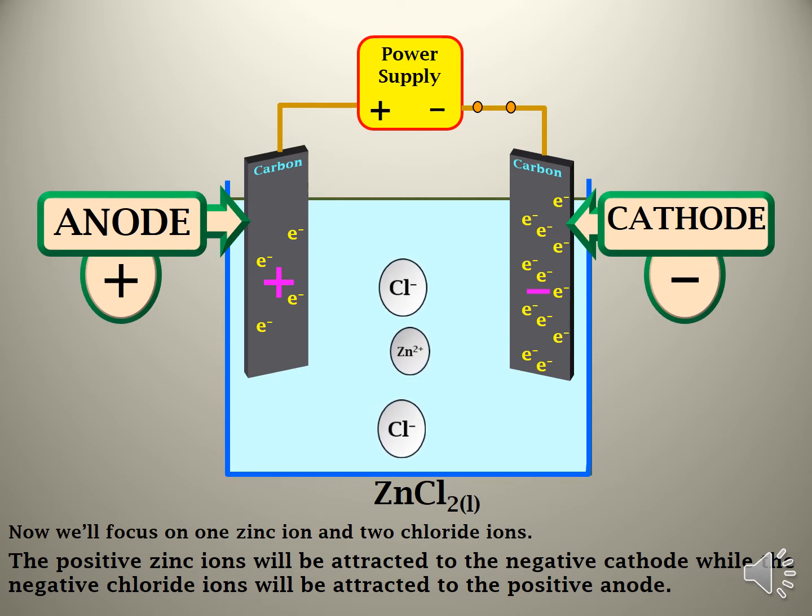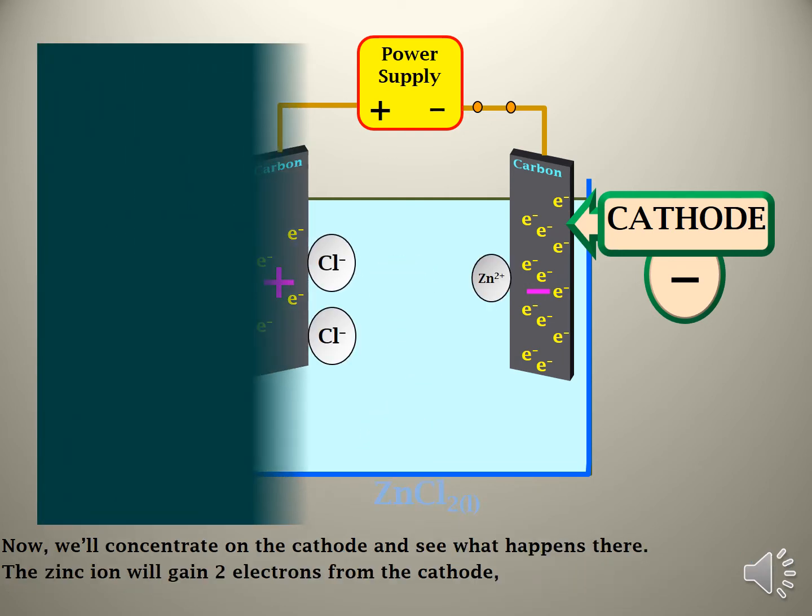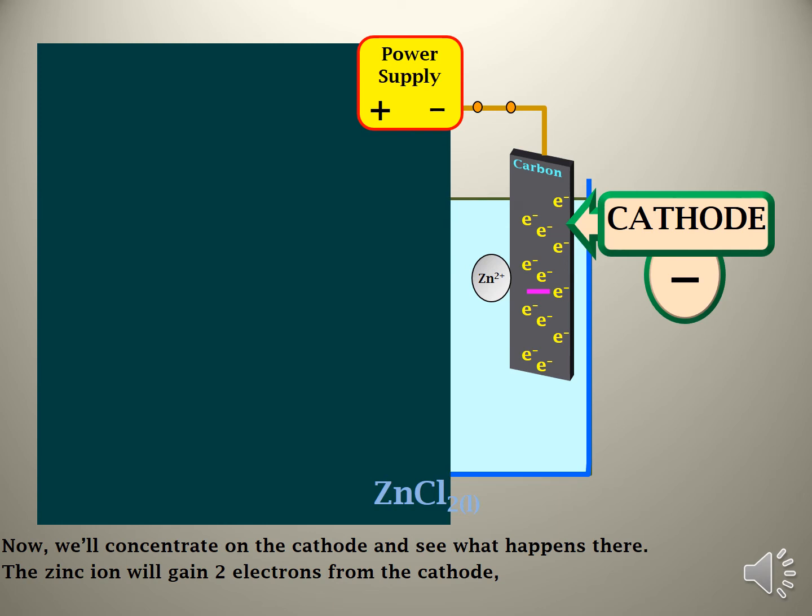The positive zinc ions will be attracted to the negative cathode. Here zinc contains positive charge, so it will be attracted towards the negative electrode, that is the cathode, while the negative chloride ions will be attracted to the positive electrode, that is the anode. Now we will concentrate on the cathode and see what happens there.